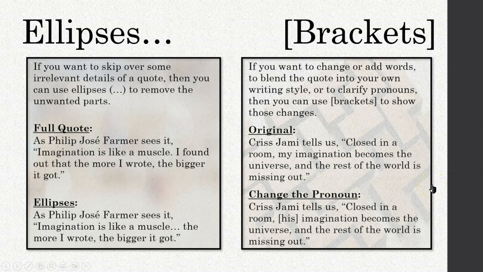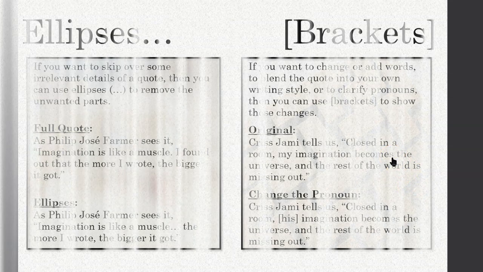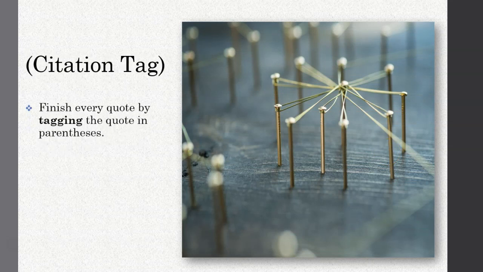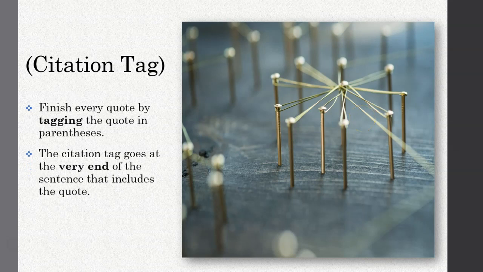So if you have questions, comments, thoughts about ellipsis and brackets, make sure and share them. Make sure that your notes say a little bit about each of these techniques for how to blend quotations into your own writing. And then finally, we want to look at citation tags. So citation tags is where you finish every quote by tagging the source in parentheses at the end. And we'll look at an example of this in a little bit.